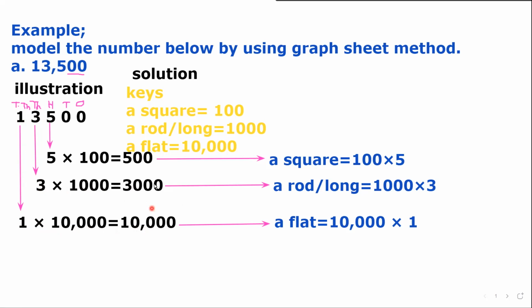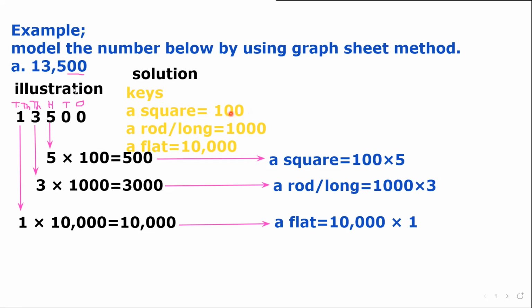Good. Once we have done this, because we have already chosen our keys, depending on the question, it is not always that your key starts with a square equal to 1000. Sometimes it will also start with what?